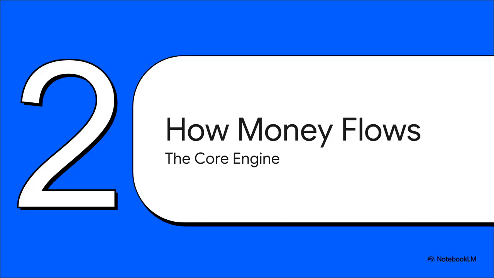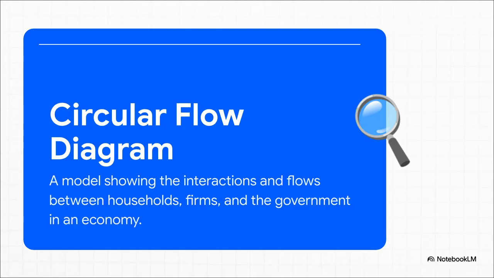Okay, so now that we've got the scale right, let's pop the hood and look at the core engine of this economic machine, how money actually flows through it. Economists have this really cool model called the circular flow diagram. And at first glance, it looks, well, pretty simple. But don't let that fool you. This thing is basically the fundamental wiring diagram for the entire economic machine. It shows us exactly how money is constantly moving between all the key players.